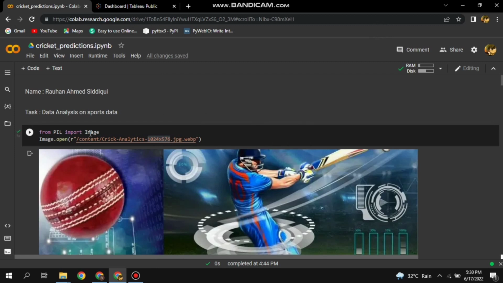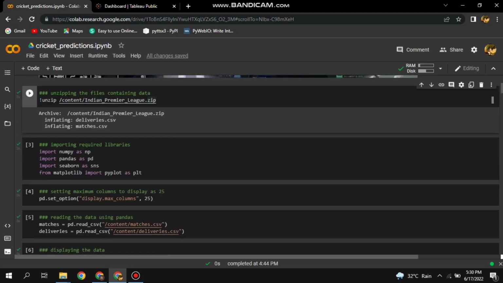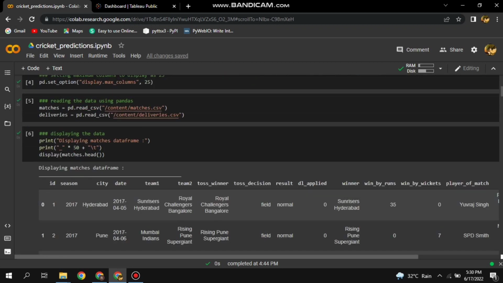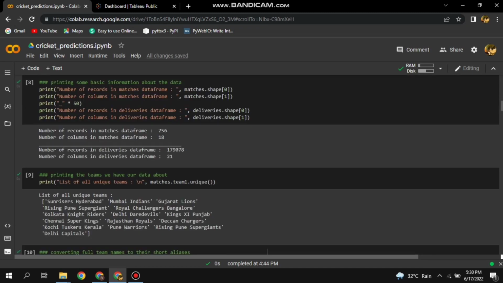So let's begin with the coding part. Here I first displayed this particular image just to make our video and code look more appealing, and then I unzipped the file that contains the data. The data is about the famous Indian Premier League, which is a very famous cricket tournament held annually in India. Then I imported all the required libraries. After that I displayed the head of both of the files in that zip file just to get more familiar with the data.